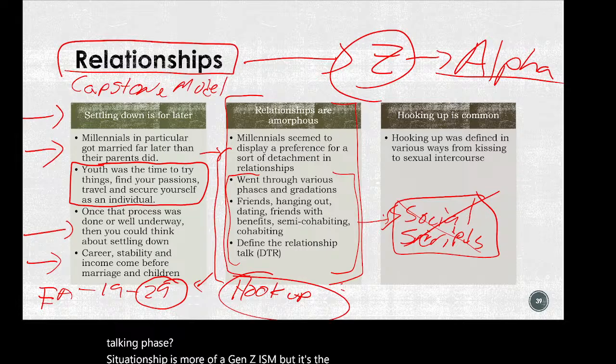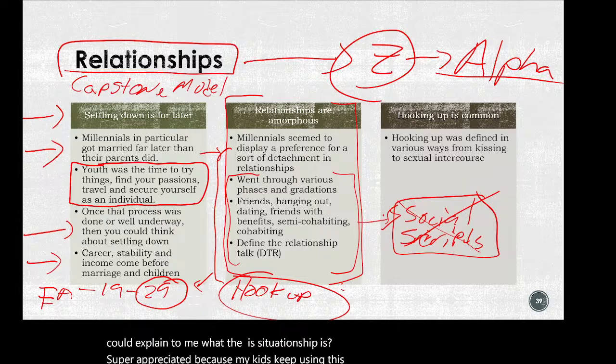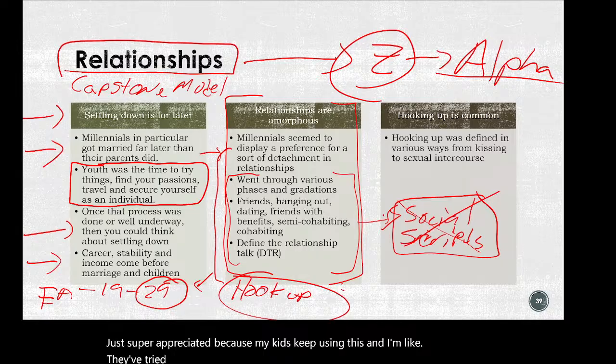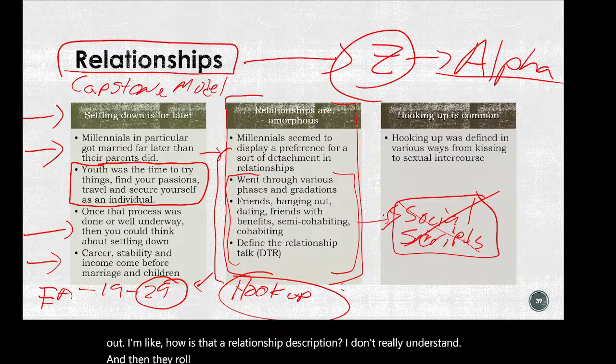If someone could explain to me what the heck a situationship is, just super appreciated, because my kids keep using this, and they've tried to explain it to me, and it's like a sneeze that never comes out. I'm like, how is that a relationship description? I don't really understand. And then they roll their eyes, and the conversation ends. You know what I'm talking about, right?